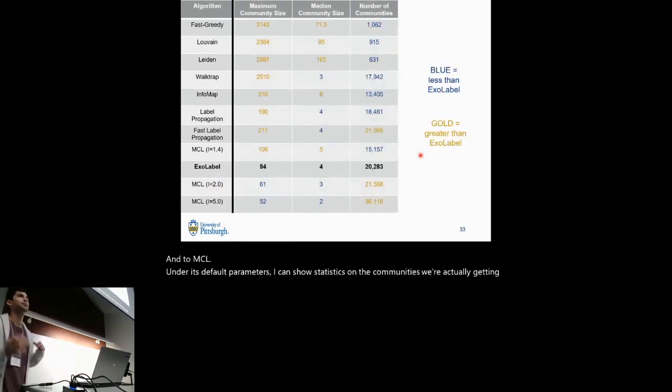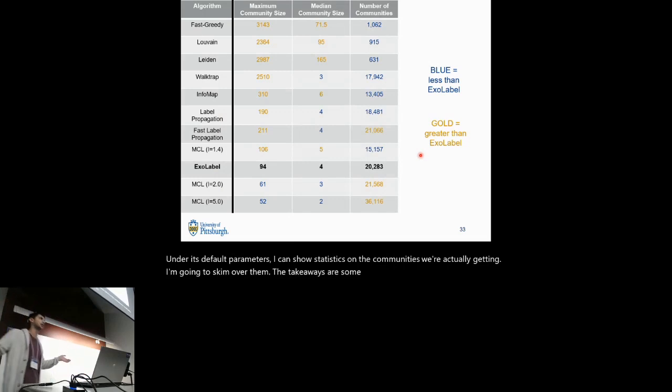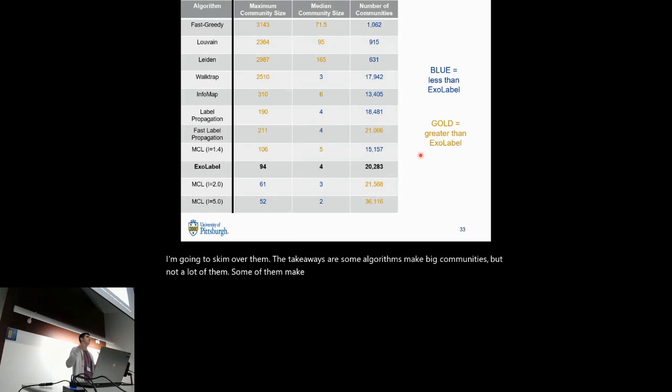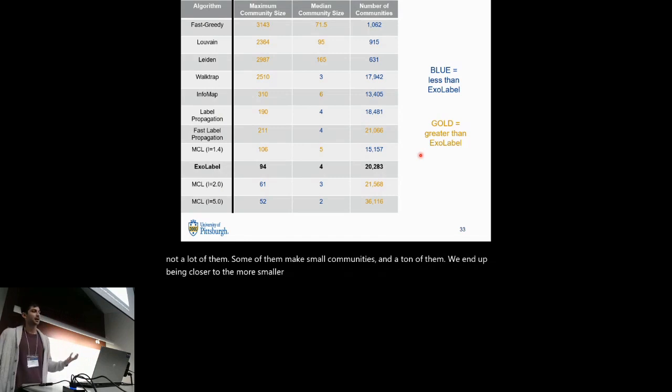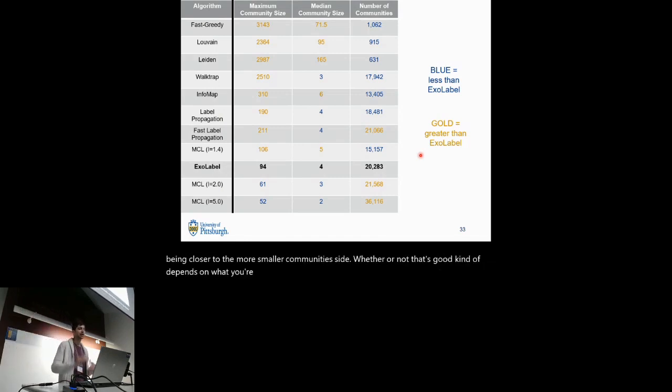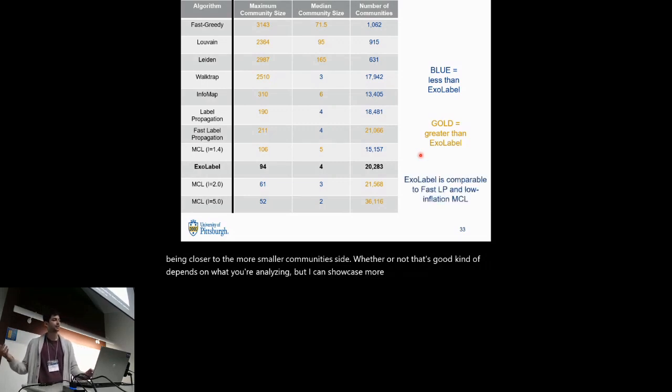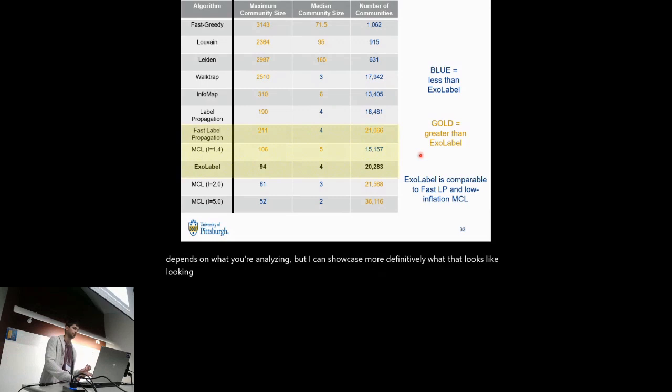I can show statistics on the communities we're actually getting. I'm going to skim over them. The takeaways are some algorithms make big communities, but not a lot of them. Some of them make small communities and a ton of them. We end up being closer to the smaller communities side. Whether or not that's good depends on what you're analyzing. But I can showcase more definitively what that looks like looking at some real data.